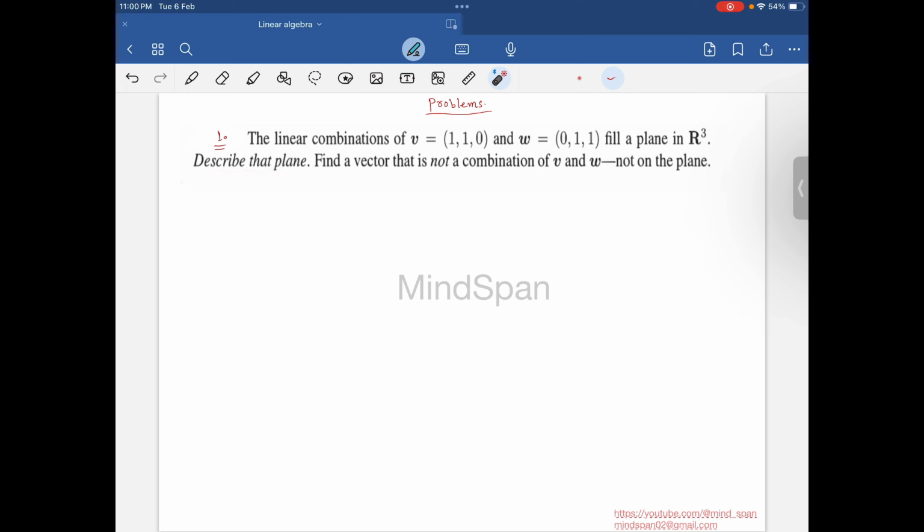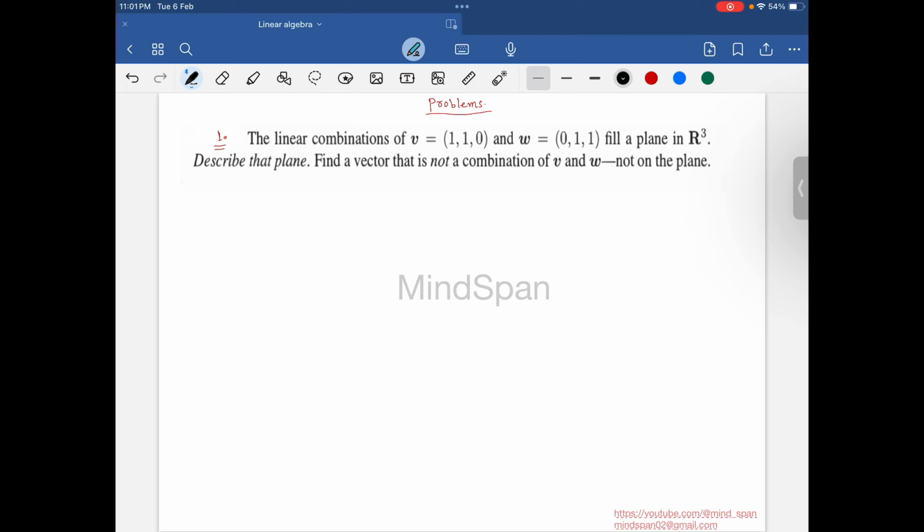Describe that plane. We have already seen this during our lecture, and one more point, it is asking to find the vector that is not a combination of v and w, or you can say that is not on the plane, right? That is not on the plane, or you can say find that vector that is not a combination of v and w. Okay, let me first of all find the linear combination of v and w.